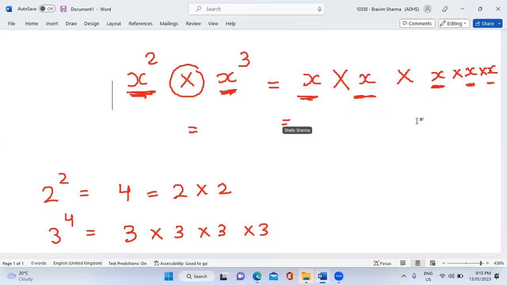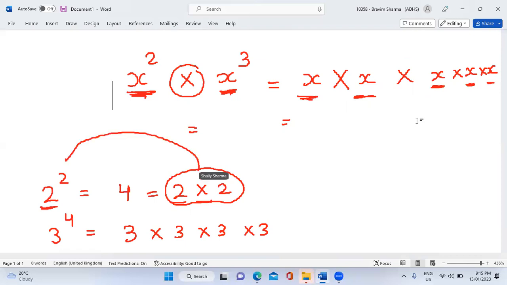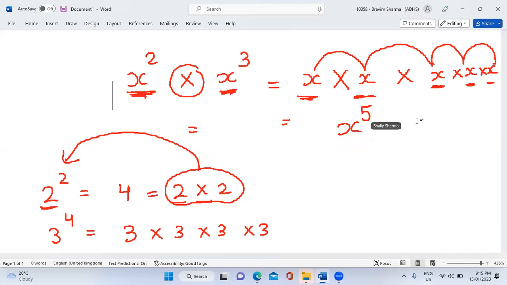And as we can write 2 squared is 2 times 2, in the same way this expanded form, I can write compactly. Similarly, if I have the expanded form x multiplied by x, multiplied by x, multiplied by x, and again multiplied by x, instead of writing in expanded form, I can write it in a compact form as x to the power of 5. So what is happening here basically?